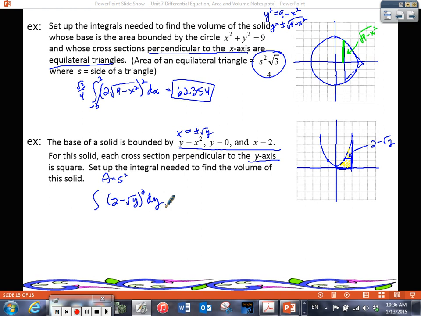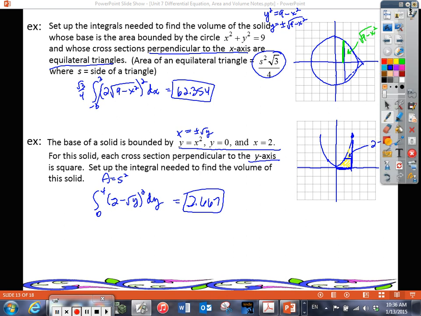And my bounds, recall, I'm with respect to y, so they need to be y bounds, not x bounds. So my lowest y value is 0, and my greatest y value would be 4. So we put that in our calculator, we integrate that, and we get 2.667. Okay, and those are some examples on volume by cross sections. Are we okay? Okay, let's try some of these on our own.